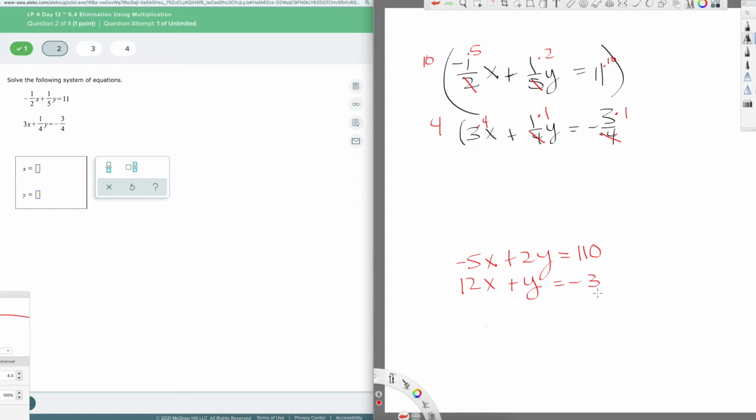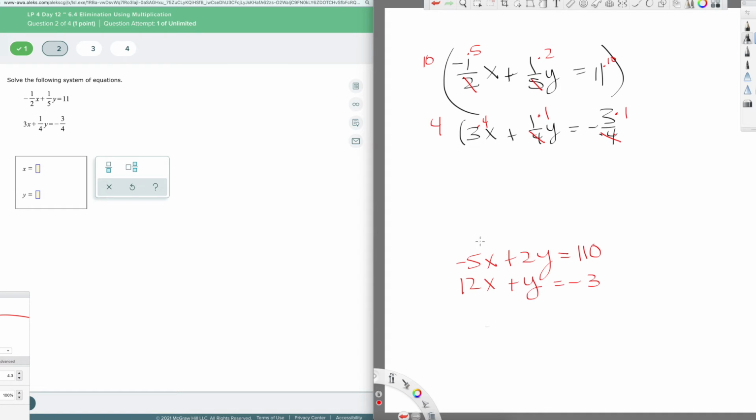So now I've gotten to this point where I can go ahead and start messing with some of these numbers a little bit. If I look at 5 and 12, I'm going to have to multiply by 5 on the bottom one and 12 on the top one. So I could do that. It really wouldn't hurt anything.